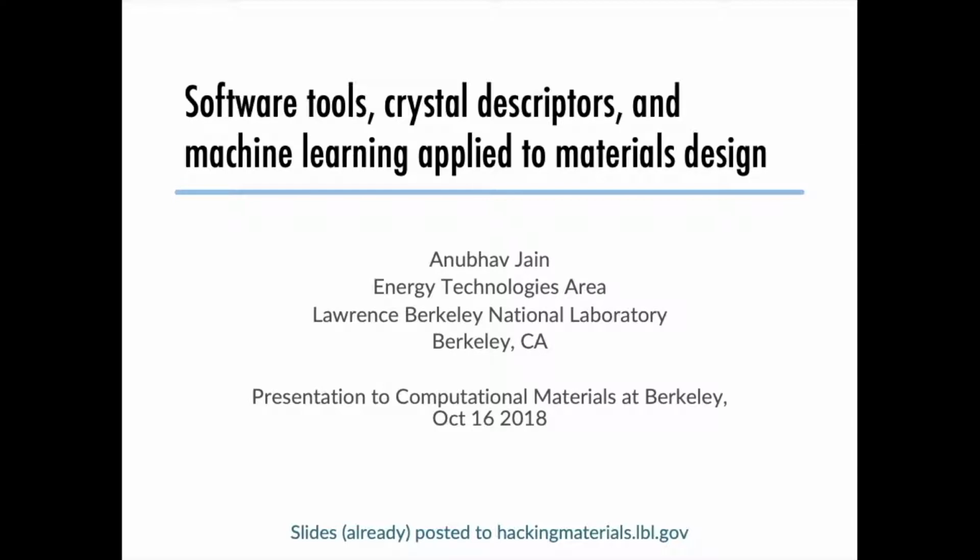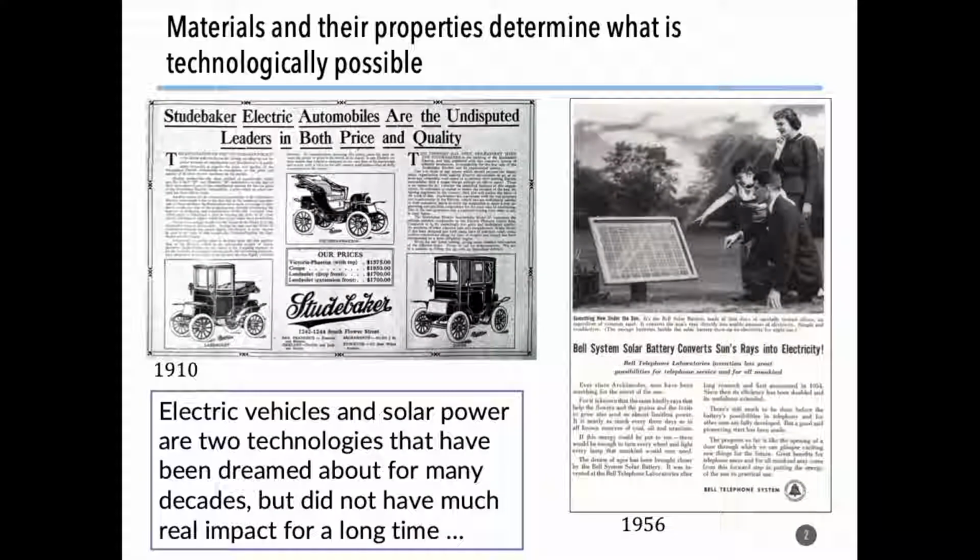I wanted to begin by saying why I got into materials and why I think this idea of trying to accelerate materials design is important. And the reason I got into materials is because I started to feel that materials and their properties really determine what is technologically possible. So if you look at two things, electric vehicles and solar cells and solar modules, these were actually thought of and dreamed up a really long time ago.